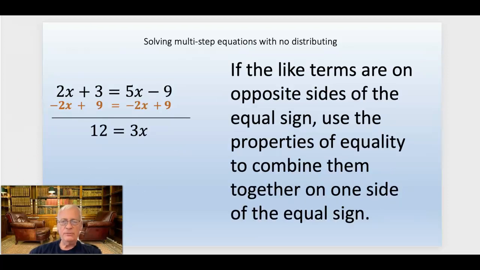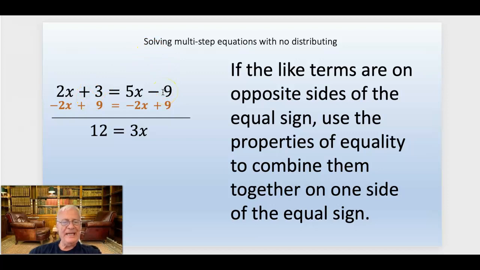Now, if the like terms are on opposite sides of the equal sign, and they often are, use the properties of equality to combine them together on one side of the equal sign. So this 2x is on this side and 5x is on this other side. Just subtract 2x from both sides. So on this side, the 2x becomes 0. And 5x minus 2x is 3x, so that's 3x on this side now. And here, the negative 9 and the 3, you put them together.